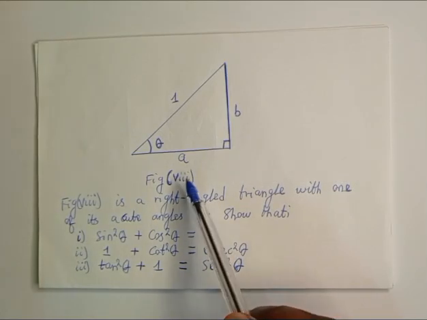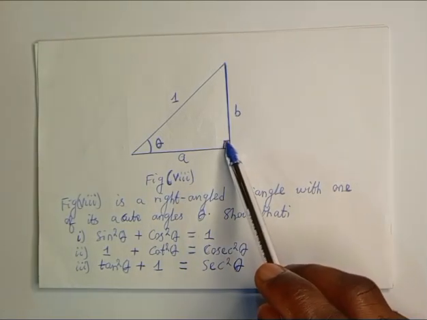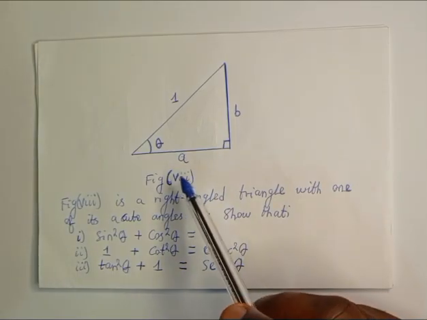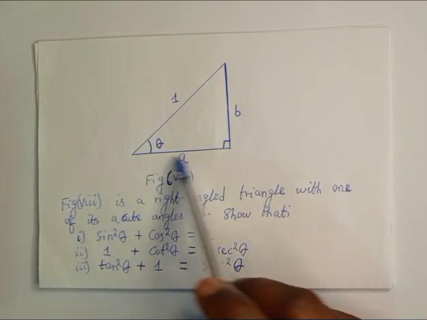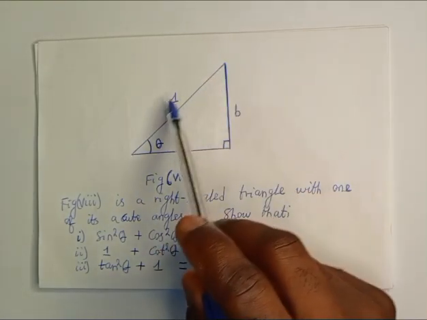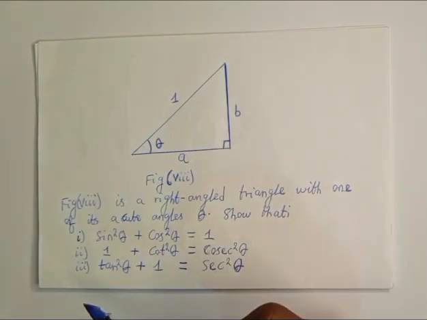Figure 8 is a right angle triangle. You can see this is a 90 degrees angle with the three sides given. The base is a, the height is b, and the hypotenuse is 1.